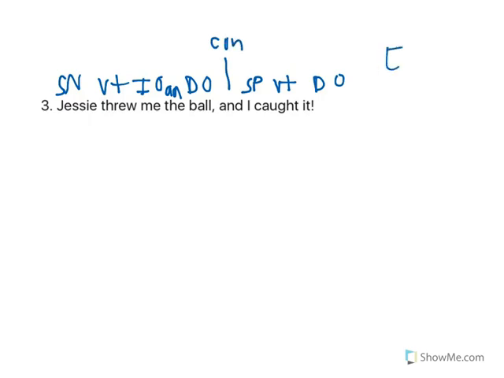So we know this is an exclamatory sentence. And is it a compound sentence? Does it have two independent clauses? Yes. Does it have a fanboys conjunction and a comma? Yes. This is a compound sentence. Okay?